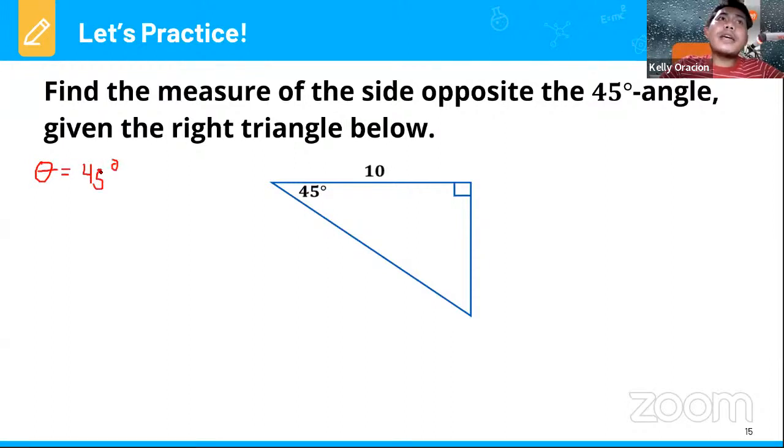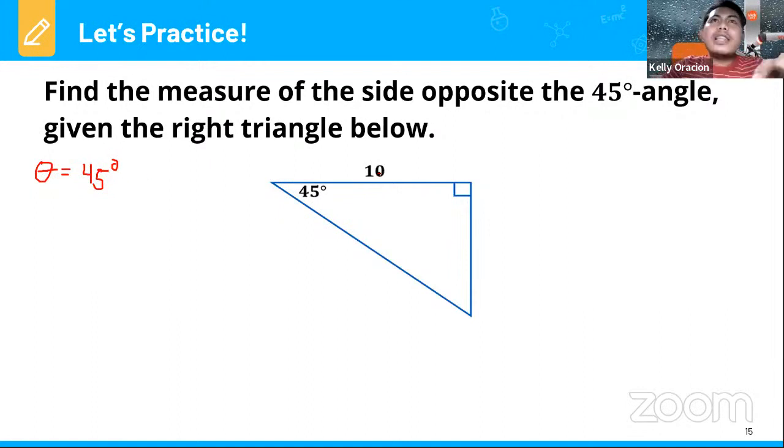Again, by the way, class, it is very important that we are going to identify the given. Okay, isulat niyo yung given kasi by writing the given, you can identify what's the missing. Okay, ano yung missing natin? Ma-identify mo siya. So our given angle is 45 degrees.